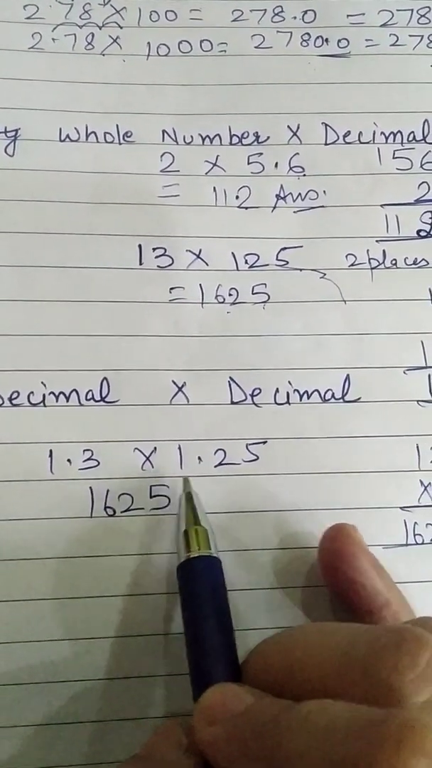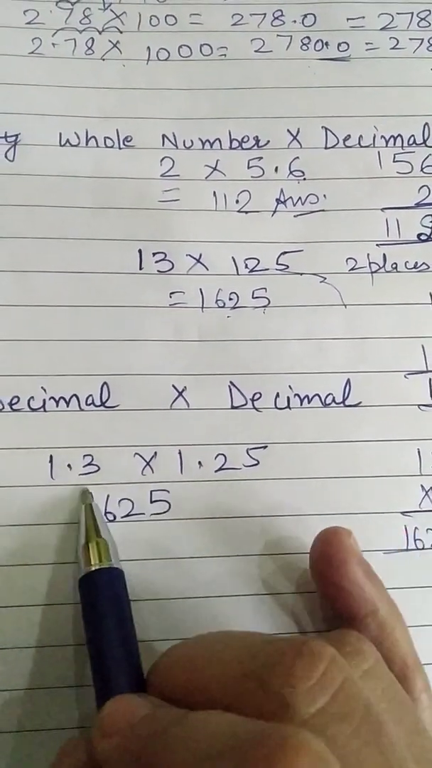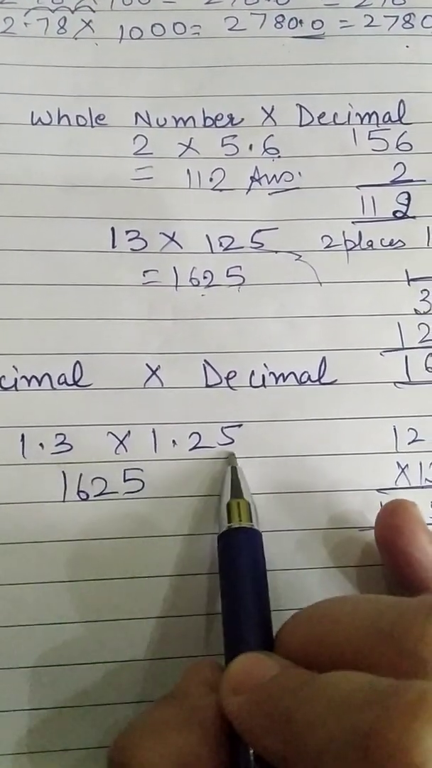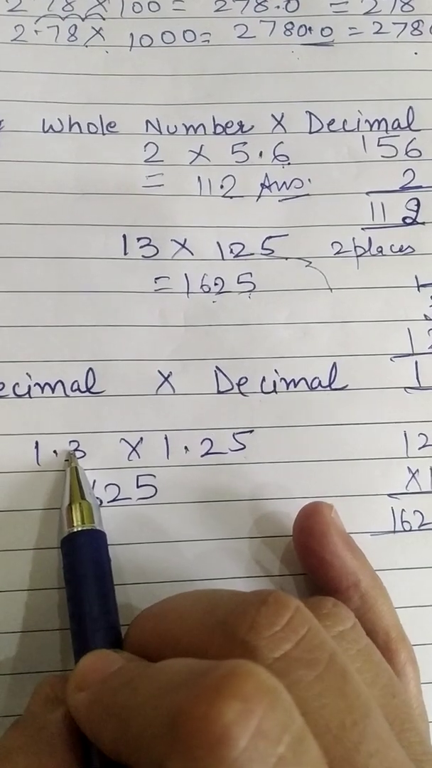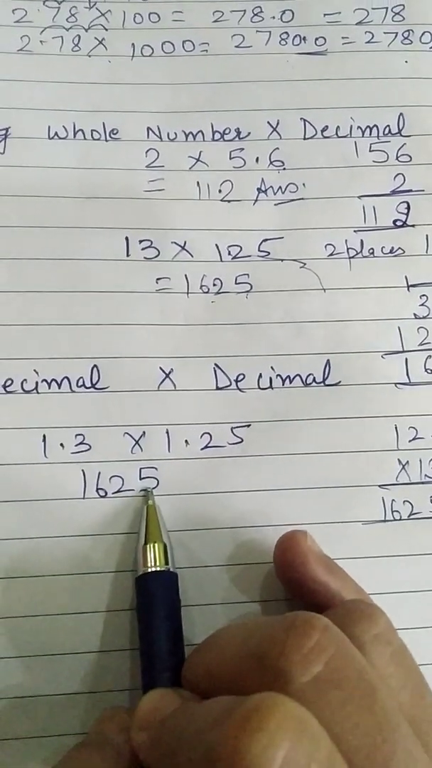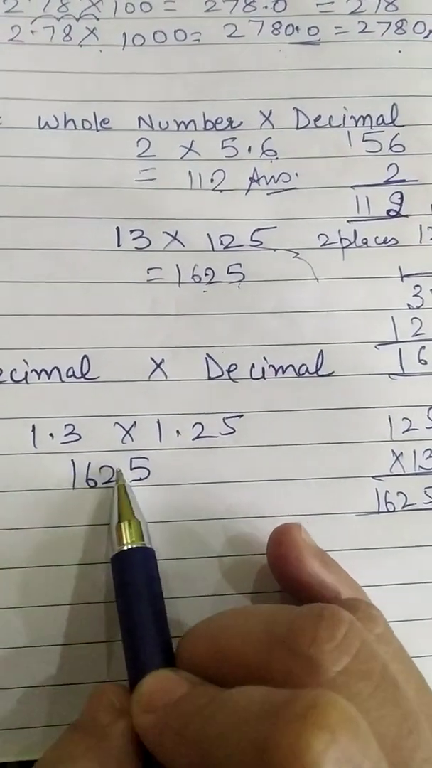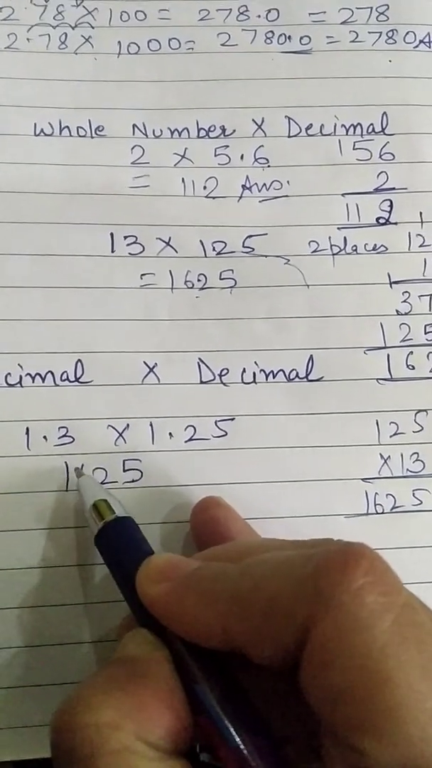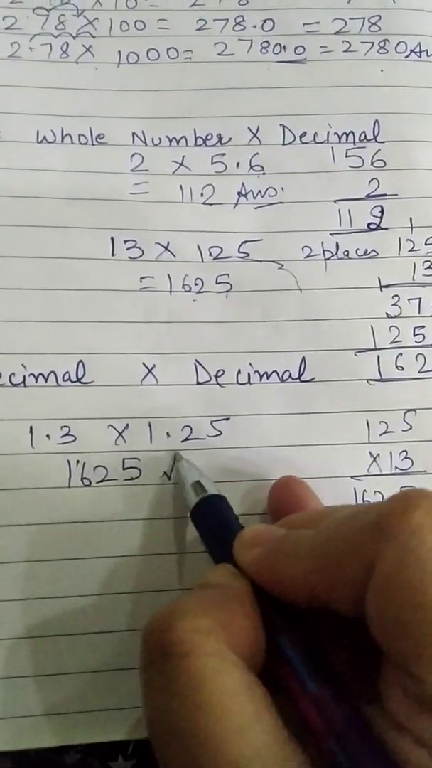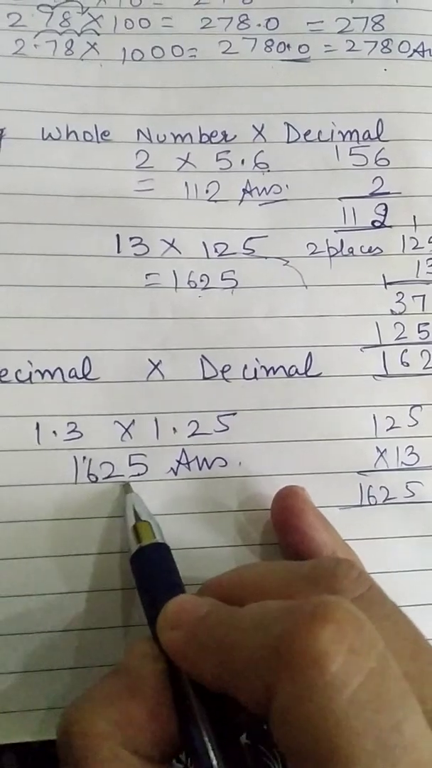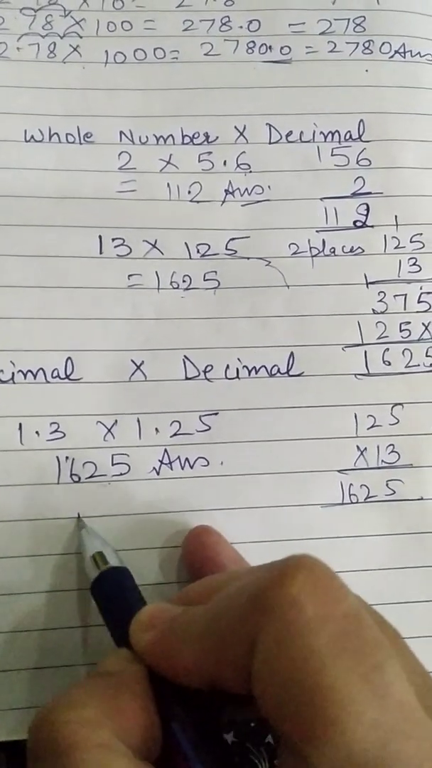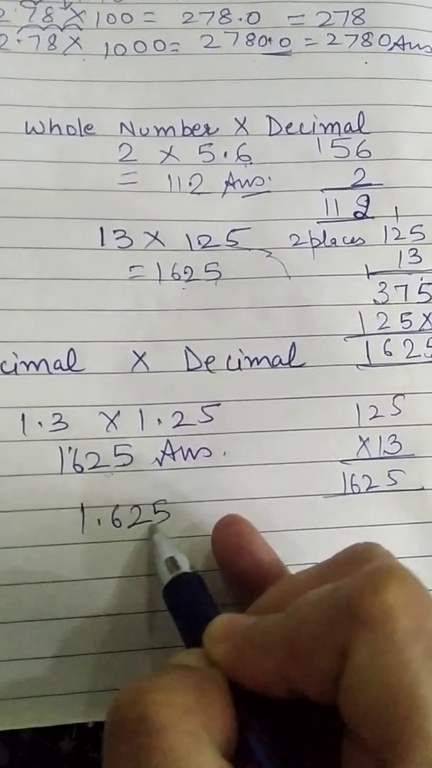After the decimal, how many digits are there? In both the numbers you have to count. 2 here, 1 here, total 3. So from the last you will start counting 1, 2, 3 and you will put the decimal. So the answer will be 1.625.